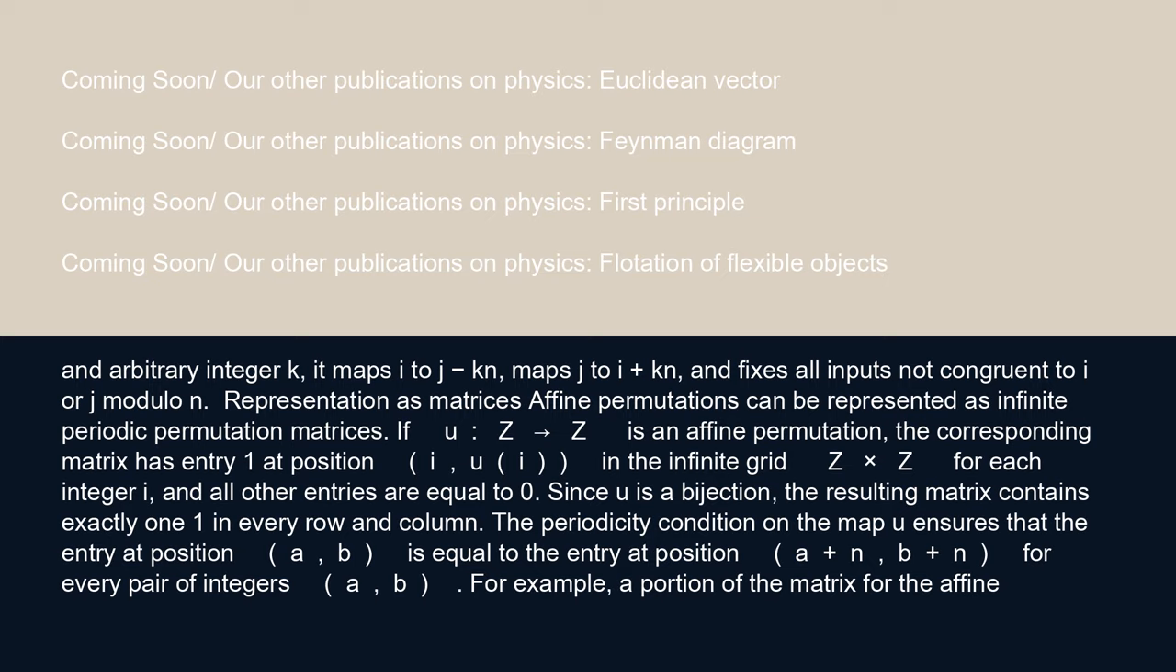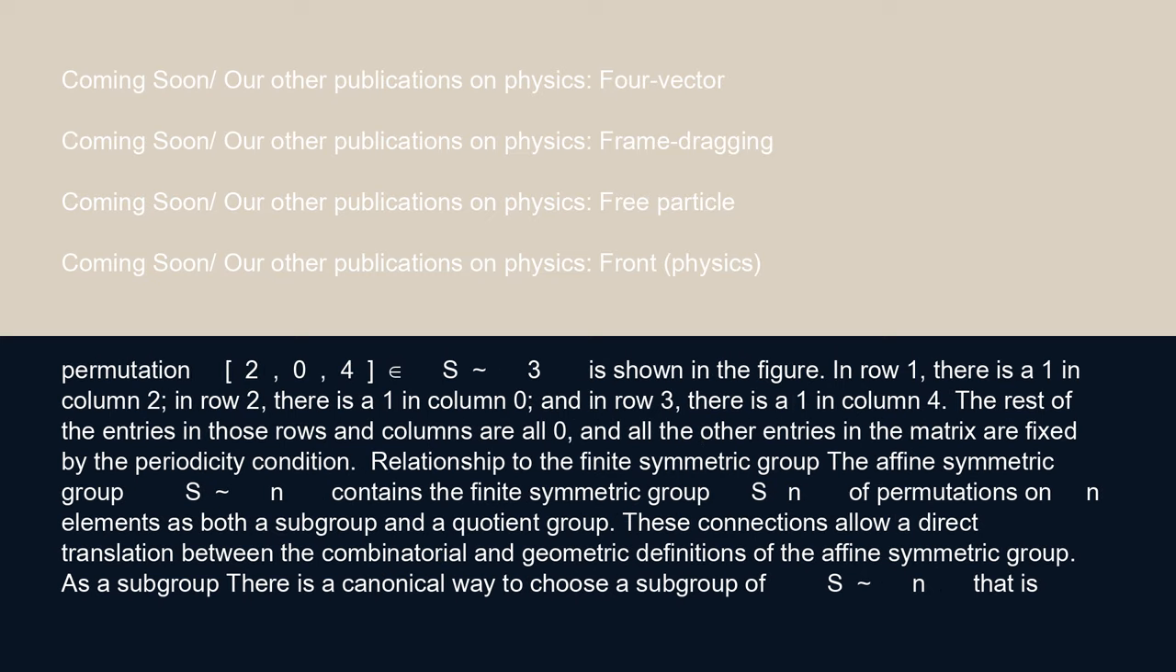For example, a portion of the matrix for the affine permutation [2, 0, 4], an element of S̃3, is shown in the figure. In row 1, there is a 1 in column 2. In row 2, there is a 1 in column 0. And in row 3, there is a 1 in column 4. The rest of the entries in those rows and columns are all 0, and all the other entries in the matrix are fixed by the periodicity condition.